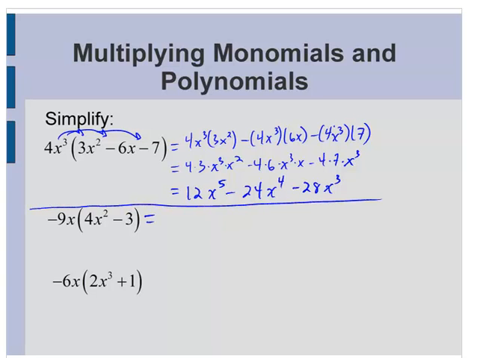Applying the distributive property, I would have negative 9x by 4x squared minus negative 9x by 3. So that would give me negative 36x cubed. Negative 9 times 4 is negative 36. X times x squared gives x cubed. And then I'd have minus a negative 27x. I would write plus 27x. We don't write minus a negative.